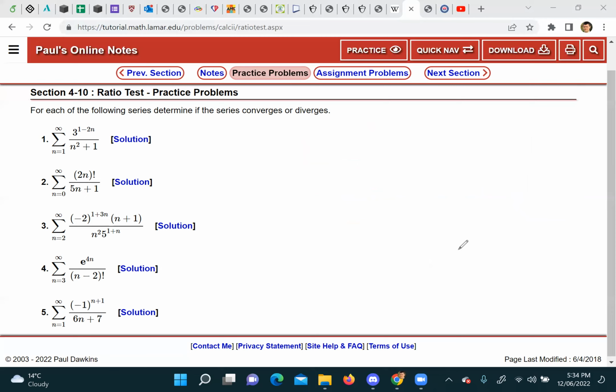Oh wait, that minus 2 looks like it's gonna mess things up. So, you divide it by 1 less than the one before it, I guess. 1 plus 3n becomes just 3n, and n plus 1 becomes n.